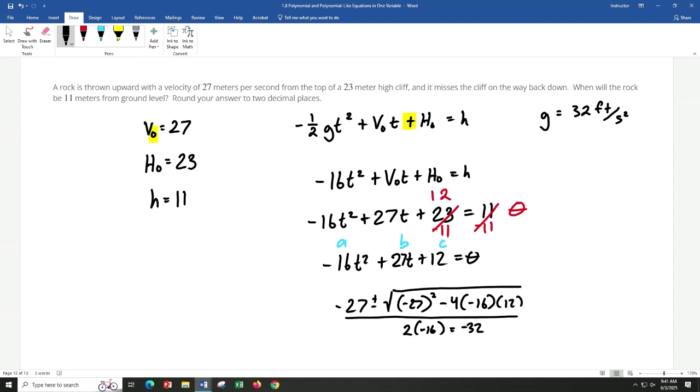When you get this down to a more simplified form, it's going to look like this. Negative 27 plus or minus the square root of 1497, and then divided by negative 32. Remember, you'd put that in your calculator: negative 27 plus the square root of that number, and then divide it, and you're going to get a number, right? But then you've got to do it again because you have that minus in there as well, because you're going to get 2 answers.